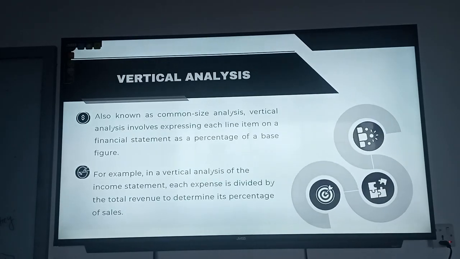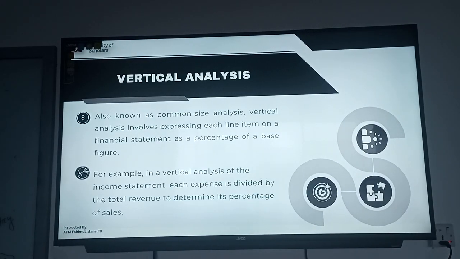Then the vertical analysis, also known as common size analysis, involves expressing each line item on a financial statement as a percentage of a base figure. For example, we take sales or net revenue as a base, and then we see how the other items change based on the base figure.